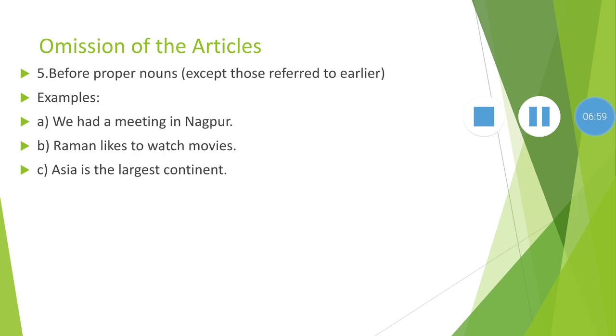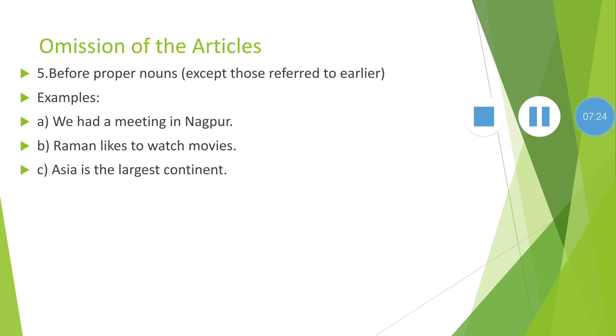Next, before a proper noun, except those referred to earlier. Before a proper noun, we do not use any article. For example, we had a meeting in Nagpur. Nagpur is the name of a city. It is the proper name of the city. That's why we delete the article.